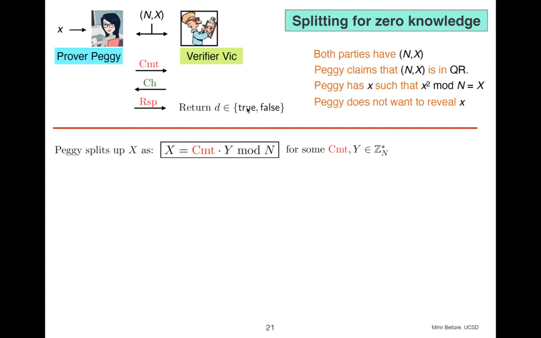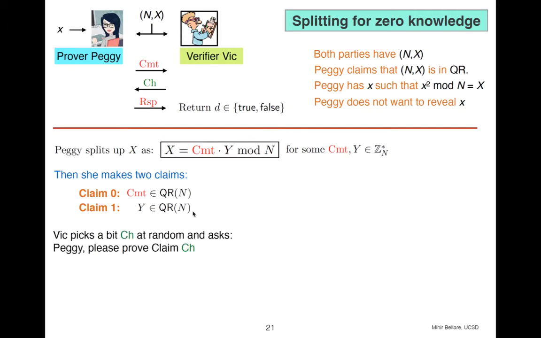So at a high level, what Peggy does is she splits up this big X as commit times Y for some values that she's going to choose in some way. And as this shows, she sent over commit. At that point, Vic also knows Y, since it's just X times commit inverse. And then she makes two claims. She claims that both commit and Y are quadratic residues. Now, if she's able to prove those claims, then by our prior arguments, she's done, because we saw that if both those are true, then big X has to be a quadratic residue.